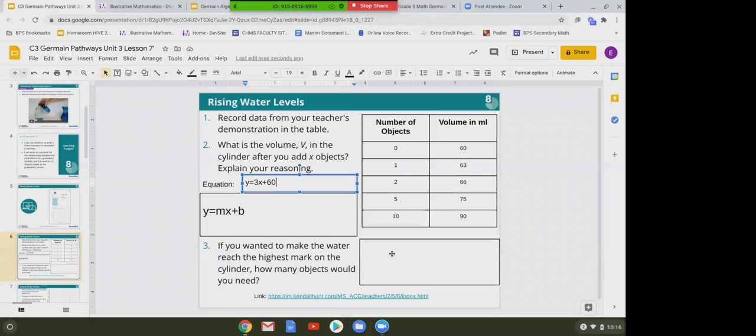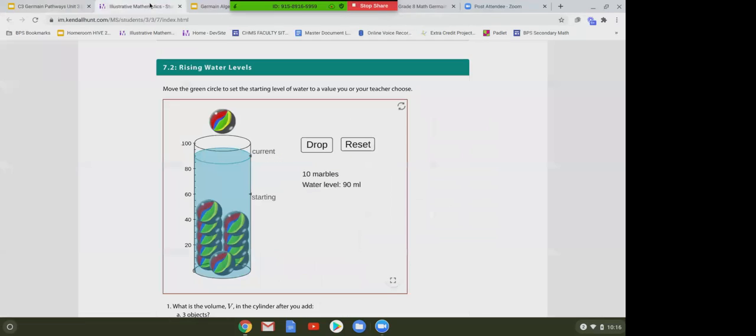Okay, so if we want to make the water reach the highest mark on the cylinder, how many objects are we going to need to add? Let's take a look at our cylinder. So does 10 marbles take us all the way to the top of our graduated cylinder here?